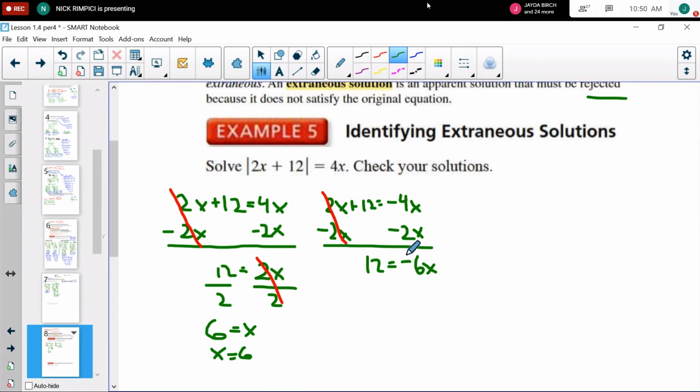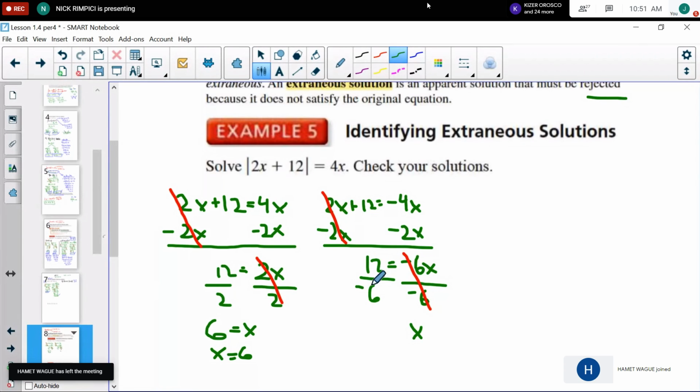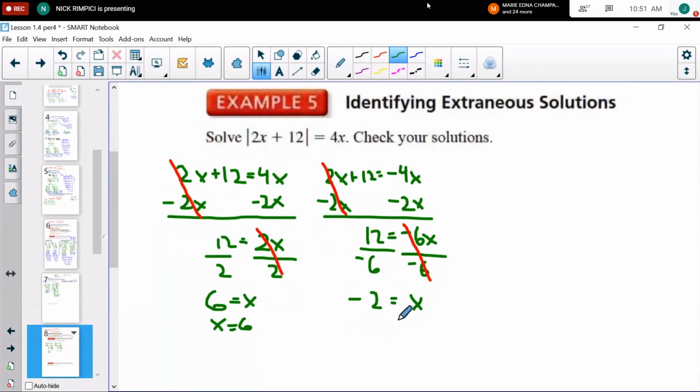And of course, I have to try to get x all by itself. So to undo multiplication, I'm going to divide by negative 6 now. And when I divide by negative 6, these cancel. And if I divide by negative 6 on the right, of course, I have to do it on the left. And when you divide a positive by a negative, you get a negative, and 12 divided by 6 is 2. So it looks like x equals negative 2.